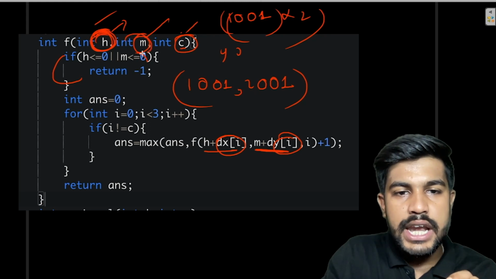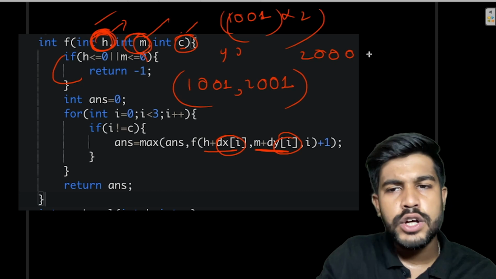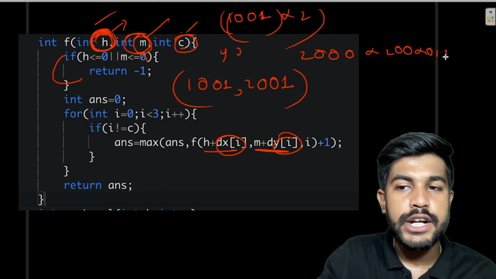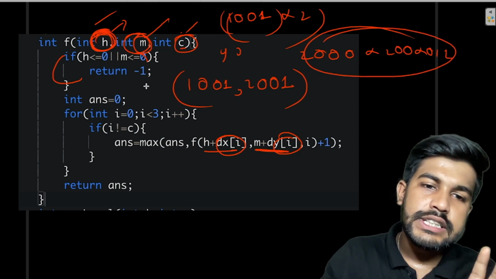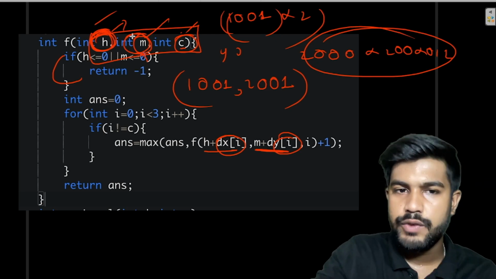So this h and m would be 2000 something, and then this would be again 2000 something, and the value of c is 0, 1 and 2. So we would do the same thing, 0, 1 and 2 again. This is how we would save the value. And then we would see how we are doing this.